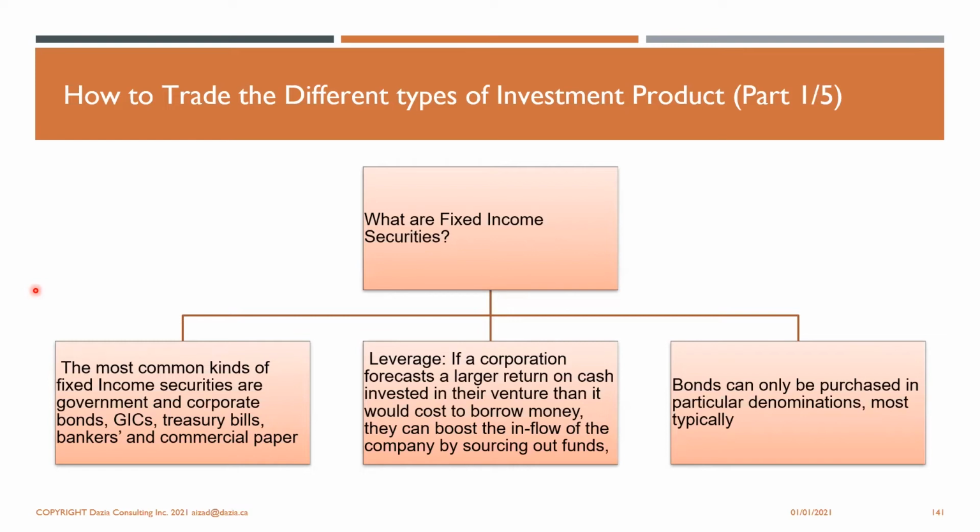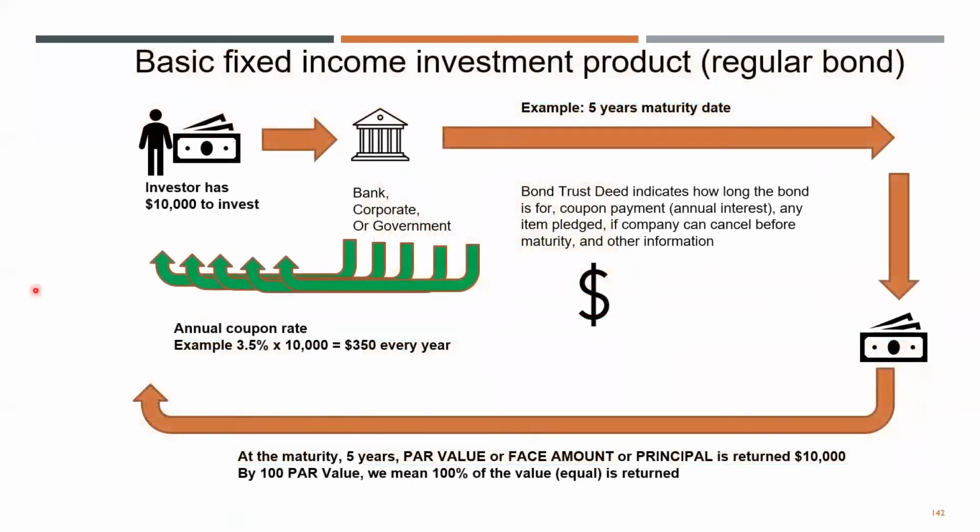And bonds can only be purchased in certain denominations, most typically $1,000. Let's take a look at this example of basic fixed income products. This is a regular bond. Let's suppose an investor has $10,000 to invest. So they go to the bank or a company or the government and say, I have $10,000. I'll loan it to you for, say, 5 years.